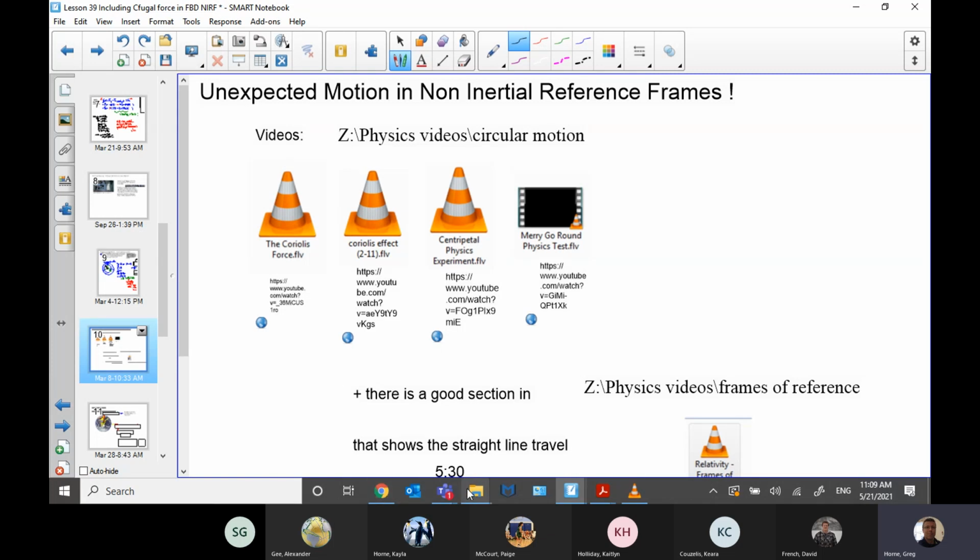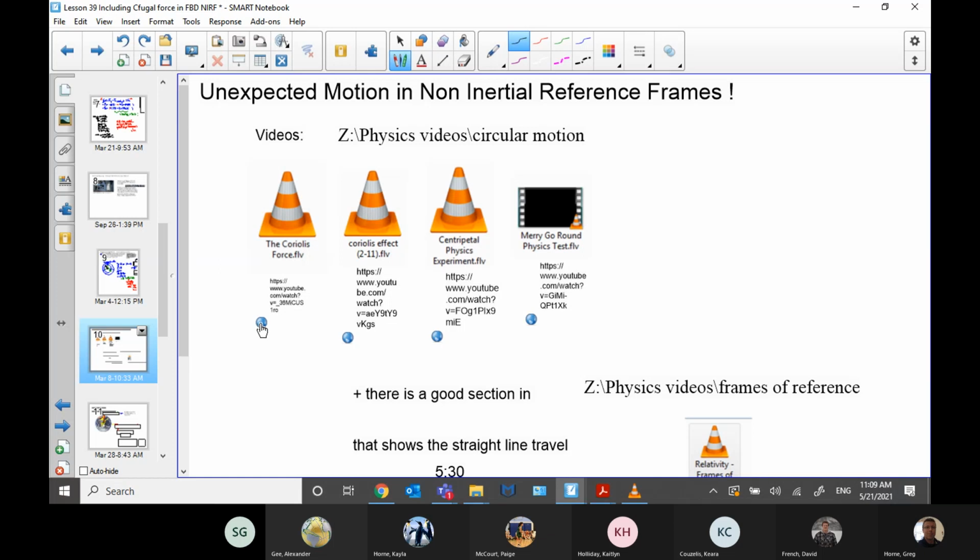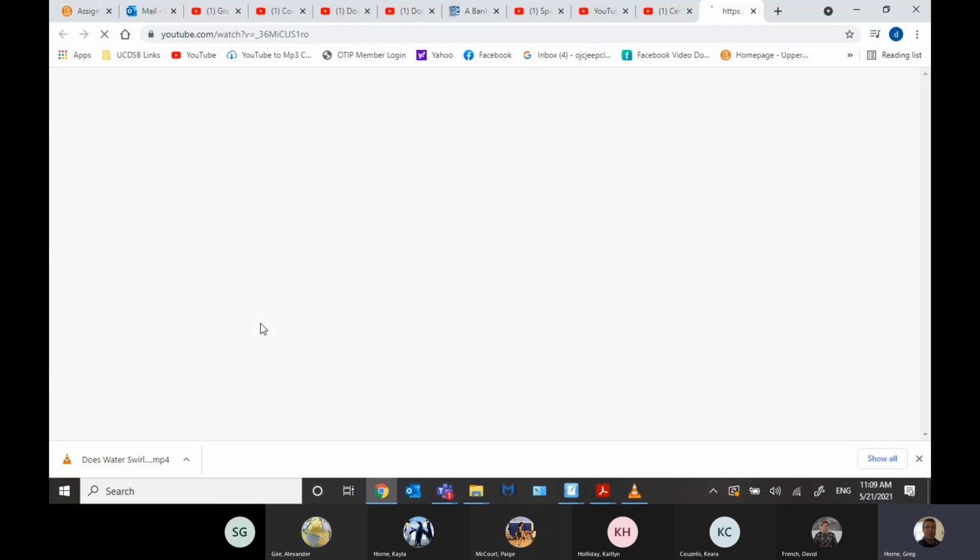Let's go with Coriolis force. Let's do that. See if my links work fast here, to give my computer a break.